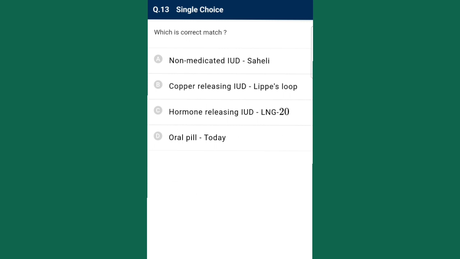Question number 13. Which is correct match? So here there are 4 options are given. From that, option C is correctly matched. Hormone releasing IUD LNG20, that is correctly matched. The remaining 3 options are incorrectly matched. So the correct option is C.